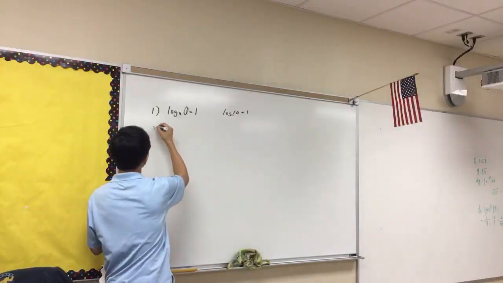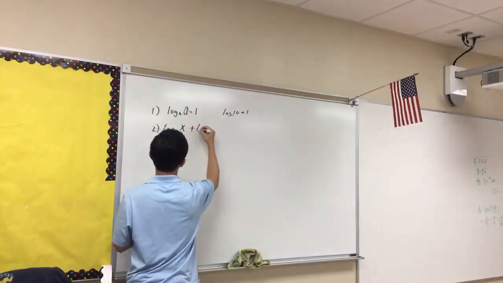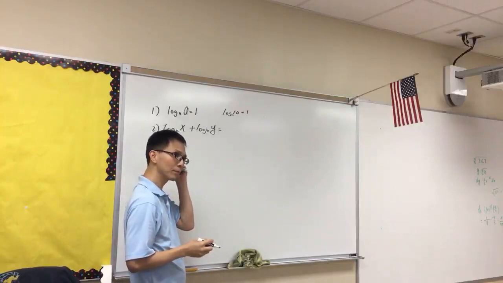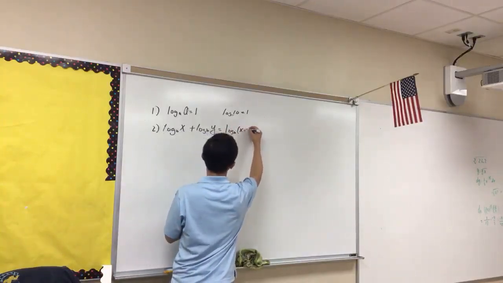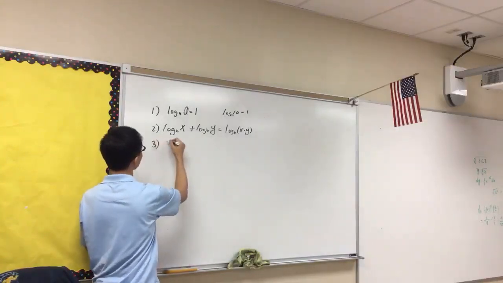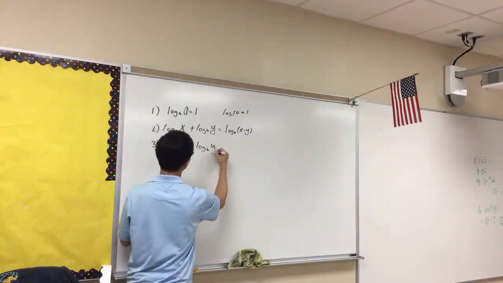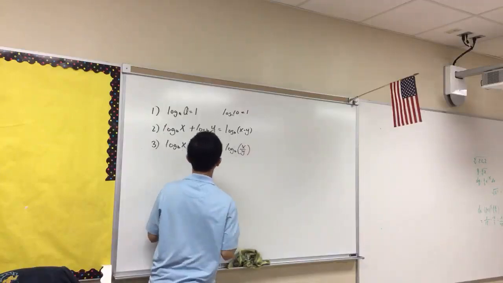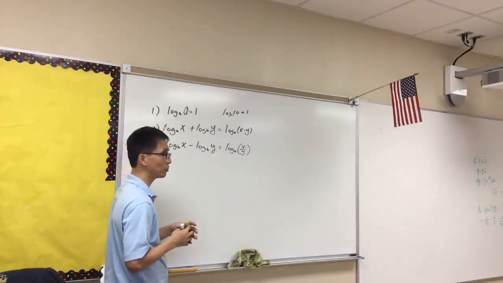You might want to write down a few rules, so get the paper out. Log base b of x plus log base b of y. What do you think the answer is? Log base b of x times y. Good. That's the second law. The third law: log base b of x minus log base b of y is equal to what? Log base b of x over y. So that's the third rule. Is it too difficult? No.